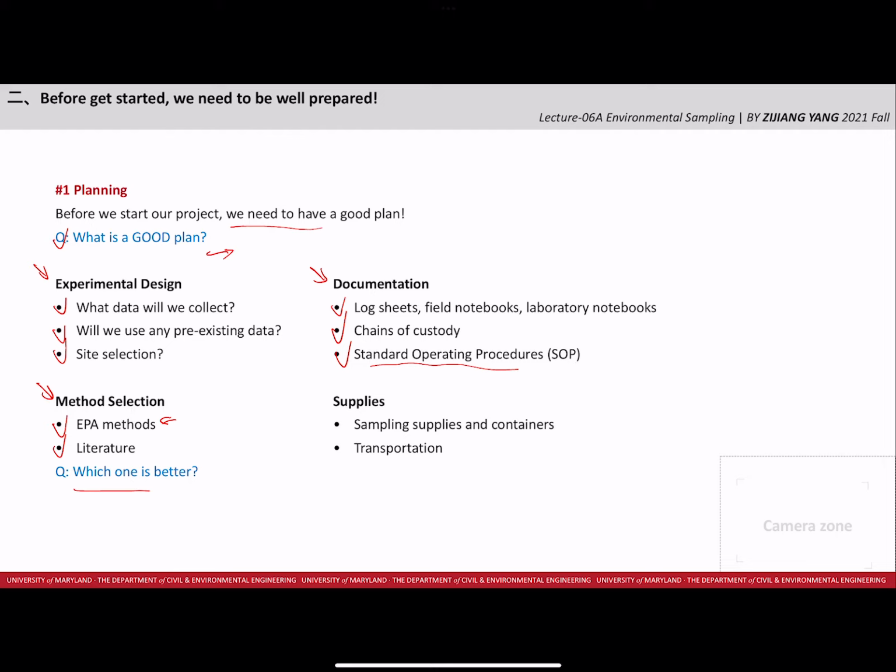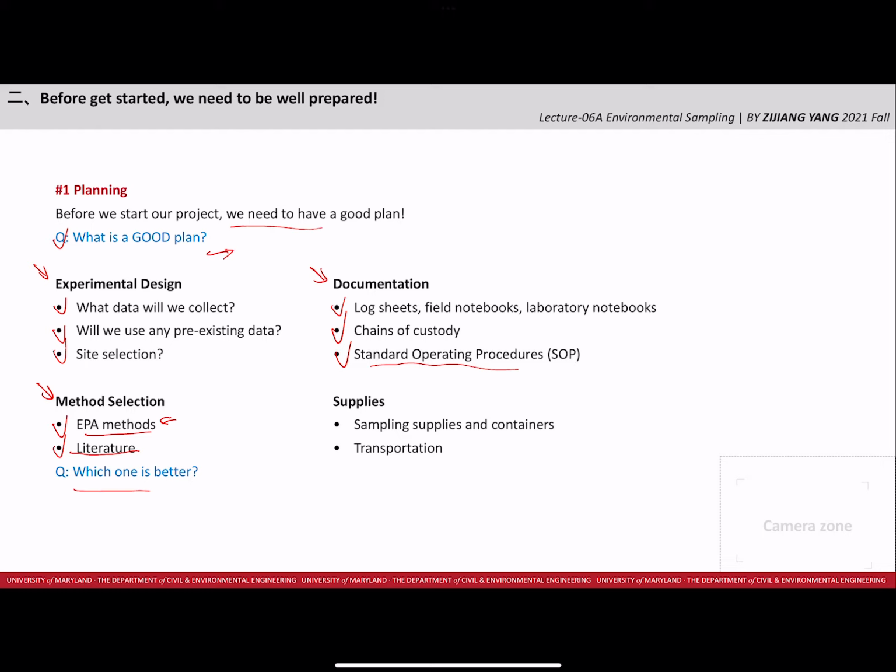So I would say it depends. If we want to measure something that is advanced, we may use the method from the literature because EPA methods may not be that accurate. And sometimes the EPA method may be a little more traditional, so it is not that economic. But on the other hand, the advantage of the EPA method is that it is legally defensible.